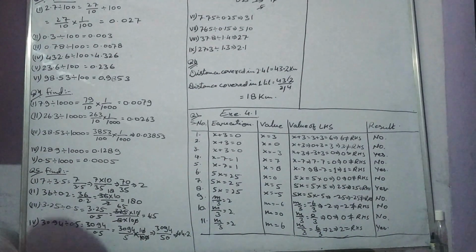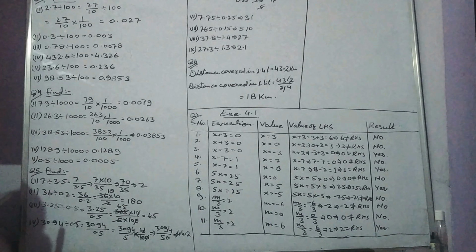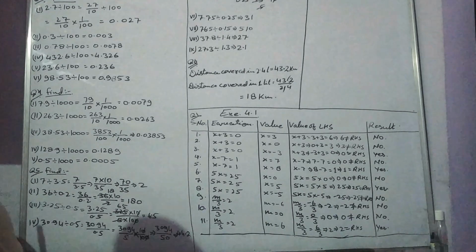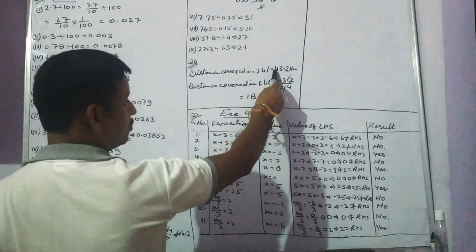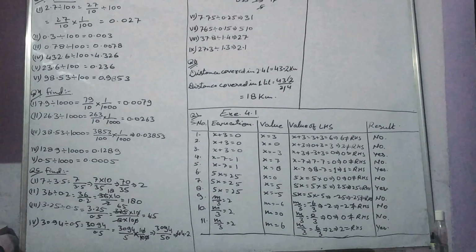Now question number 6 is here, which says a vehicle covers a distance of 43.2 km in 2.4 liters of petrol. How much distance will it cover in 1 liter of petrol? So distance covered in 2.4 liters is equal to 43.2 km. It is given in the question and it is asking about 1 liter. So it is just like that one.